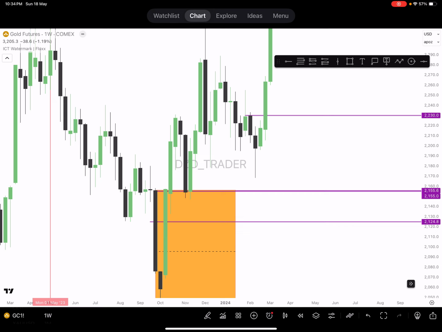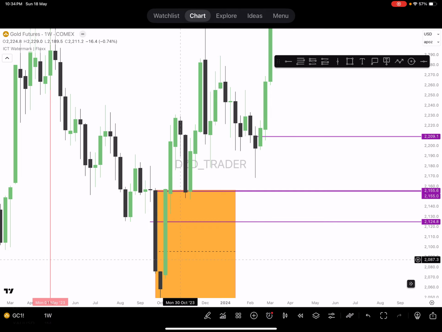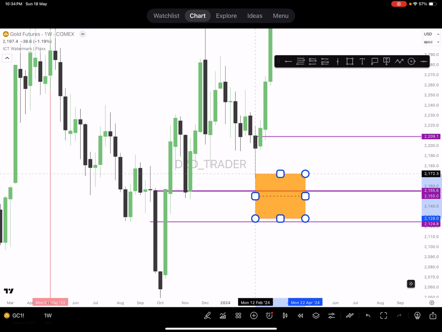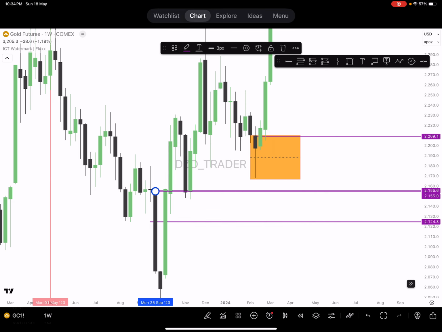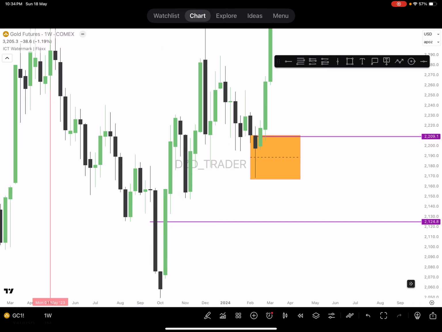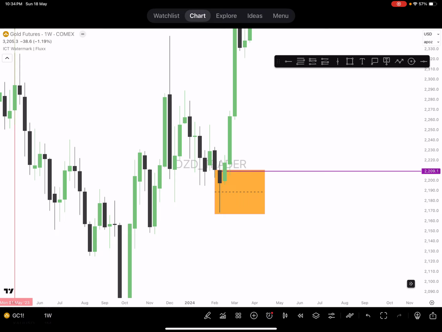And if I go even deeper into the session, I can show you that this part here is also an order block. So this one here is also an order block. So if I use this candle there, that's my order block as well, a refined order block. So this order block is a continuation of this previous order block, and it just keeps going higher and higher.